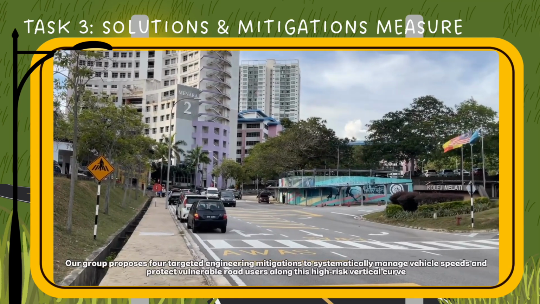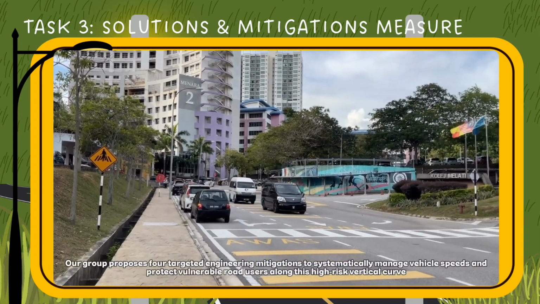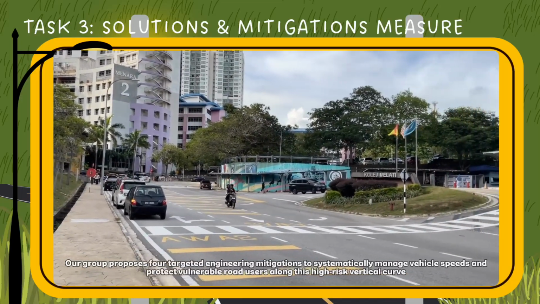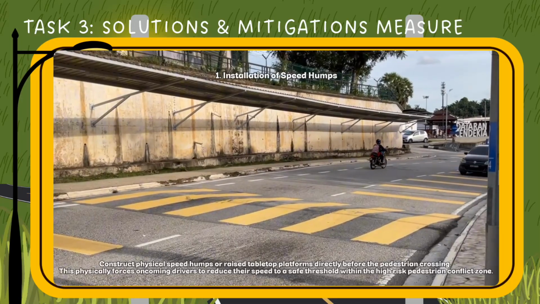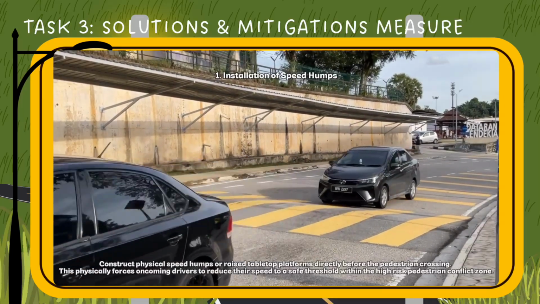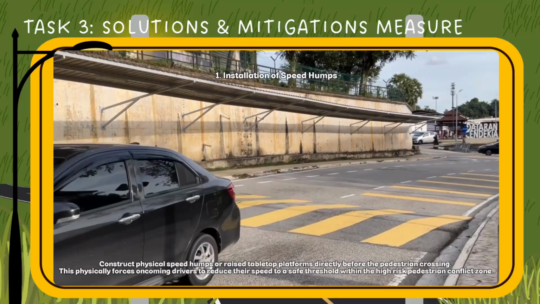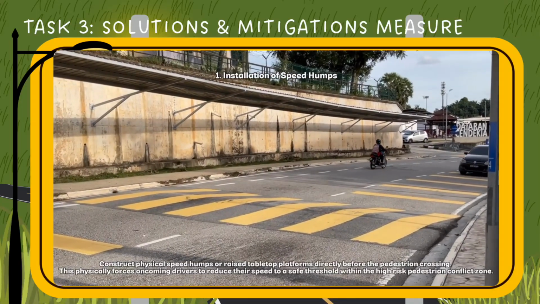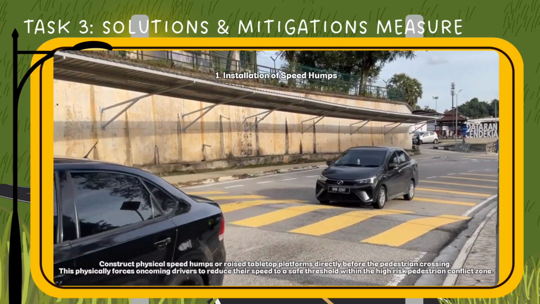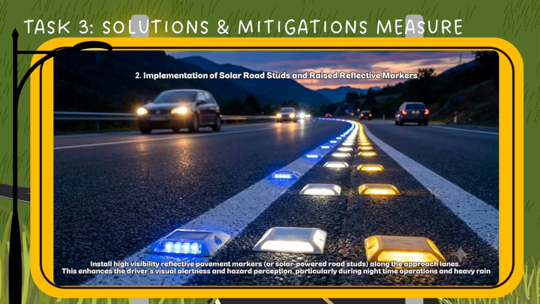Our group proposed 4 targeted engineering mitigations to systematically manage vehicle speeds and protect vulnerable road users along this high-risk vertical curve. First, we proposed the installation of speed humps or raised tabletop platforms directly before the pedestrian crossing. This physically forces oncoming drivers to reduce their speed to a safe threshold, mitigating the downhill momentum right within the high-risk pedestrian conflict zone.